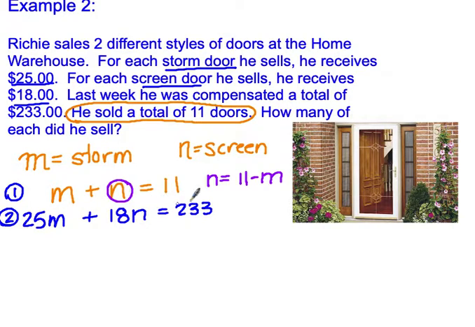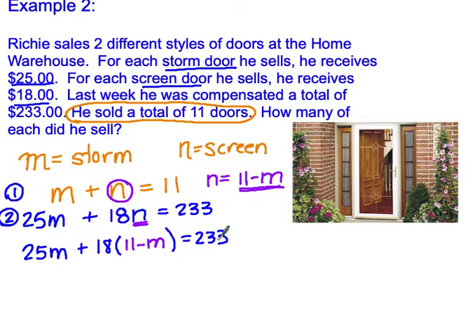Then I'm going to go into the second equation, and anywhere I see an n, I'm going to replace it with 11 minus m. So that's going to give me a new equation of 25m plus 18 times, instead of n, 11 minus m, is equal to 233. Now I'm going to do a little bit of algebra here. Distribute the 18 to both numbers there. So 18 times 11 gives me 198, and 18 times m gives me negative 18m.